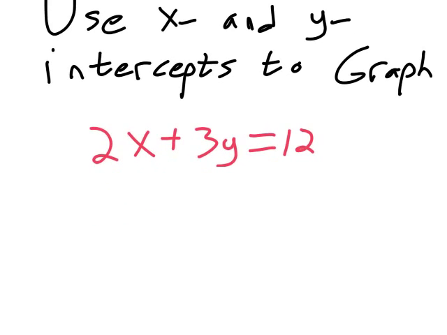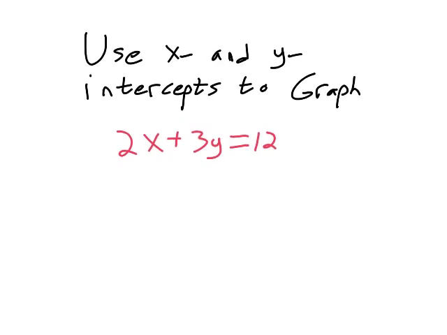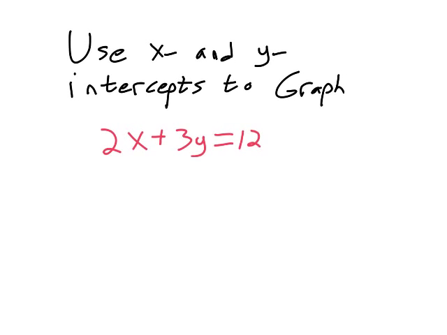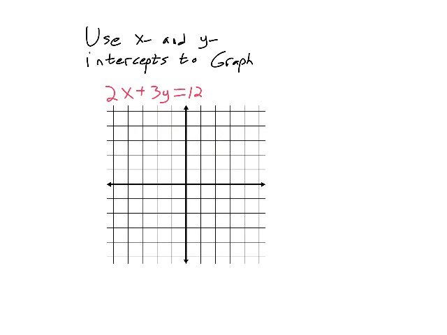So using x and y intercepts to graph is a pretty quick way to get a good idea of where a linear equation is going to go. So to graph by intercepts, first note that intercepts occur where a line intercepts a specific axis.